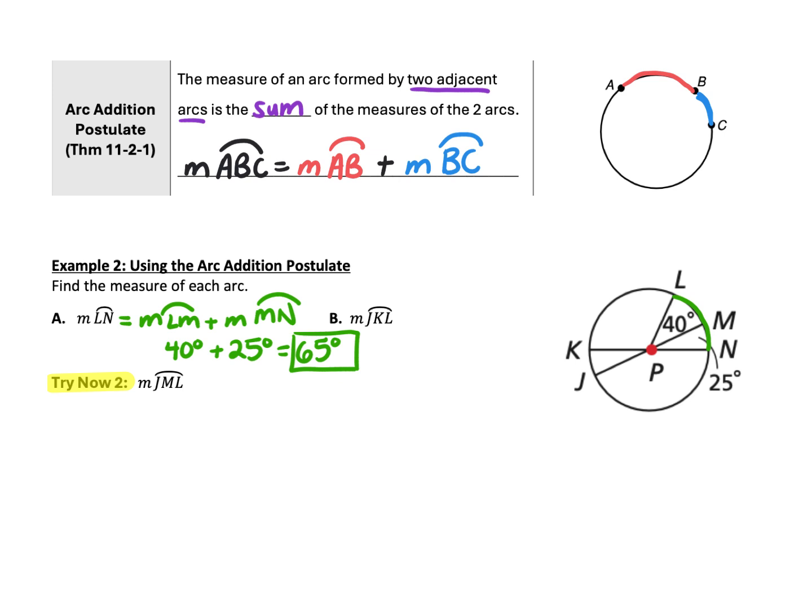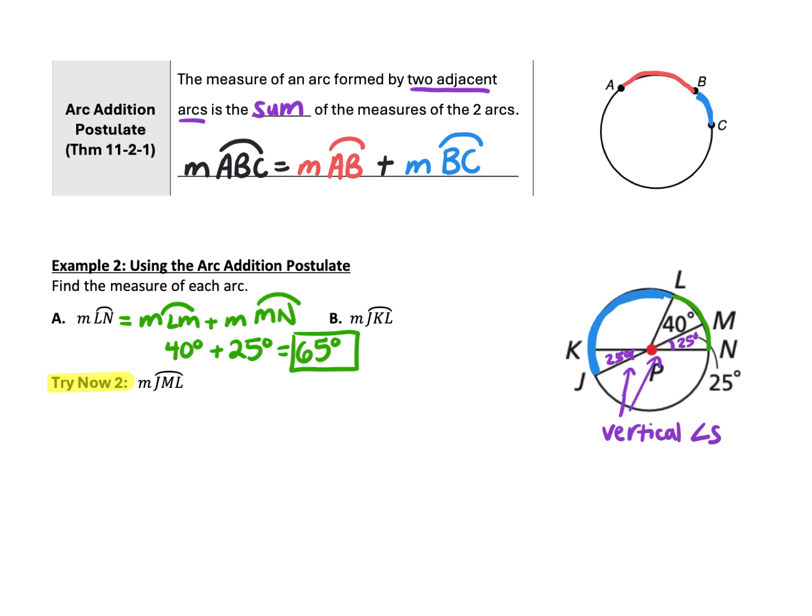For part B, we're looking for the measure of arc JKL. Now, there's a lot of different ways that you can find these measures, but it does often help to fill in missing measurements right on the circle graph. So if I look right here, these two angles are congruent. So if this angle here is 25 degrees, this angle there is also 25 degrees because vertical angles are congruent and those two angles are a pair of vertical angles.